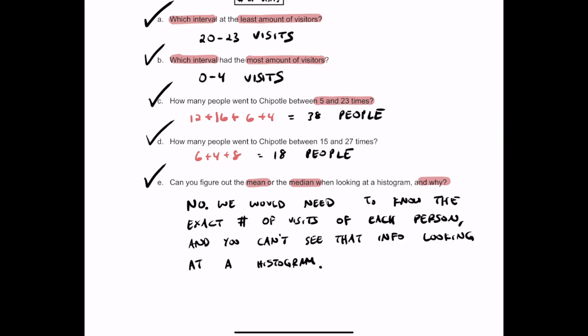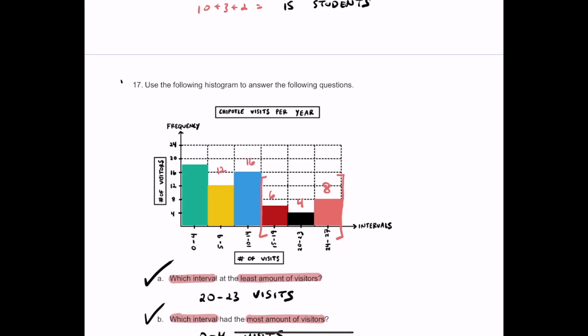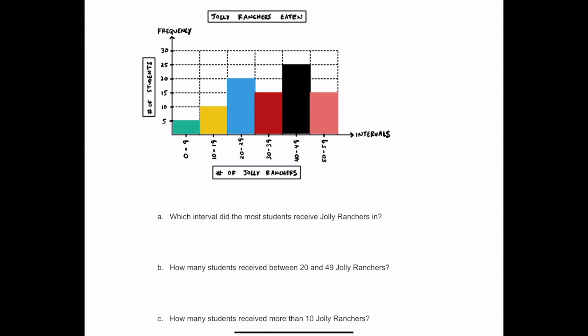Okay, and 17's done. I think we did all the parts. 18, use the following histogram to answer these questions. For part A, what are we talking about? Jolly Ranchers eaten. We're talking about number of Jolly Ranchers and number of students. Which interval did the most students receive Jolly Ranchers in? I think the most is going to be this one, 25, and that was 40 to 49. So 40 to 49 Jolly Ranchers.